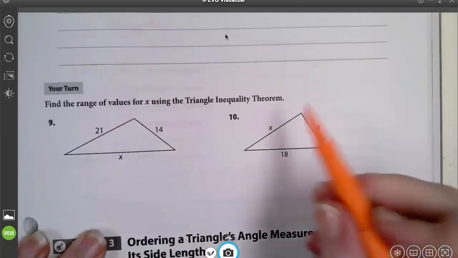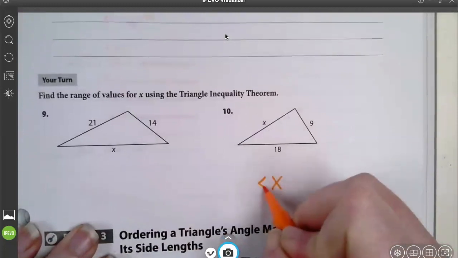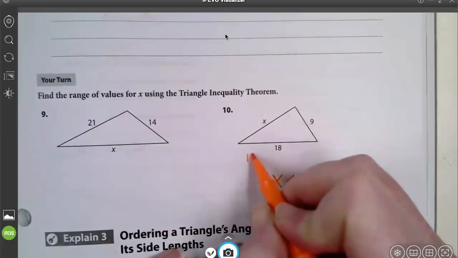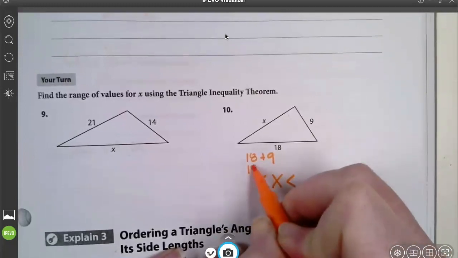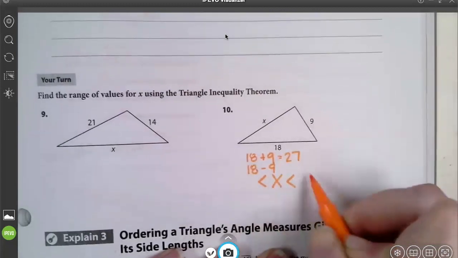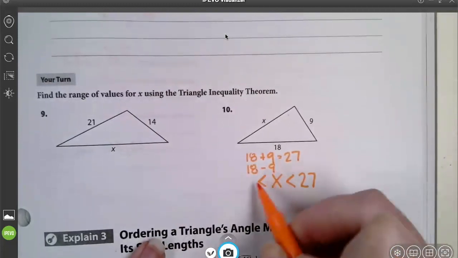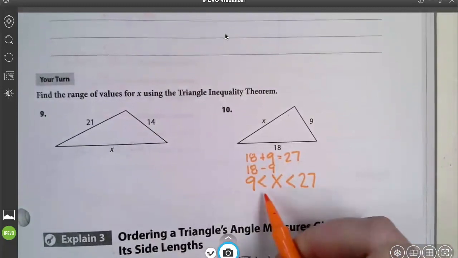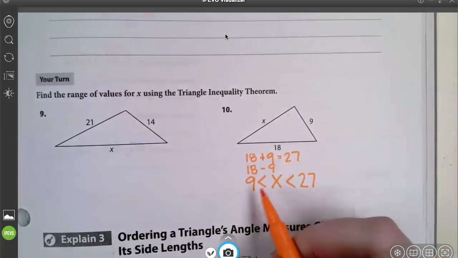If I have 9 and 18, I know that this x has to be in between, here's my less than symbols, the sum of 18 plus 9 and the difference 18 minus 9. Well, 18 plus 9 is 27, so 27 is the highest end of my range. 18 minus 9 is 9, so that's on the lowest end of my range. Please notice that you cannot actually have 9. 9 is not less than or equal to, it's just purely less than.